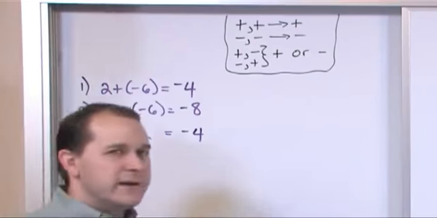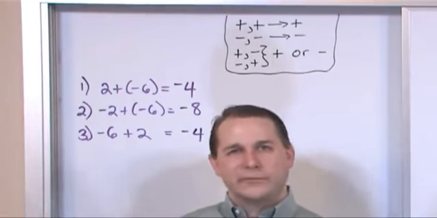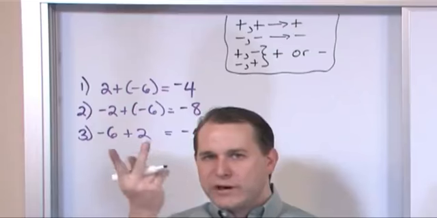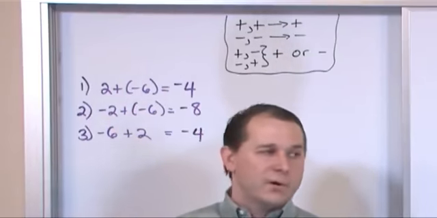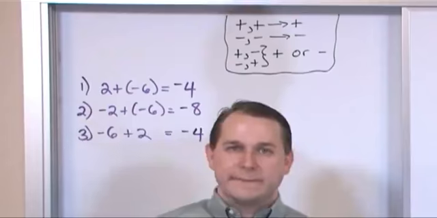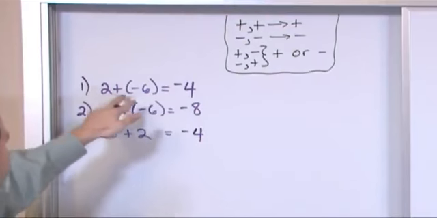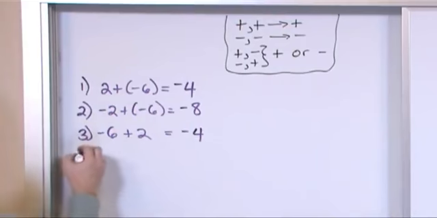This is no different than 3 plus 2 gives me 5, and 2 plus 3 gives me 5. The way you order the numbers doesn't matter at all for regular numbers. 1 plus 3 is 4. 3 plus 1 is 4. Flip them around, same thing. Same thing here. I've got 2 plus negative 6. Negative 6 plus 2 should give me exactly the same answer, and it does.